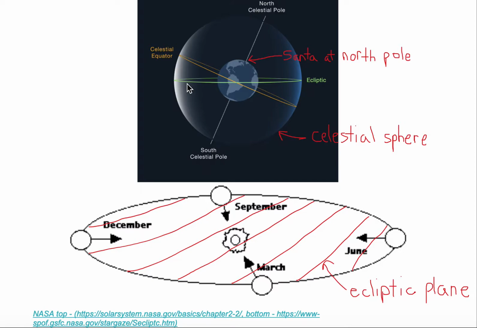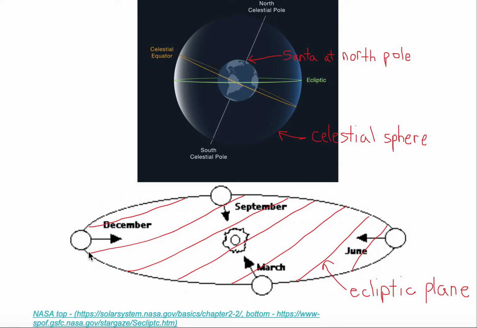Now, what about this green line called the ecliptic? Well, let's go to the second diagram, which is showing the Earth orbiting around the sun, and we have 4 different Earths drawn on this diagram, one for each season of the Earth in 365 days. Now, the plane that the Earth and the sun lie in is called the ecliptic plane.